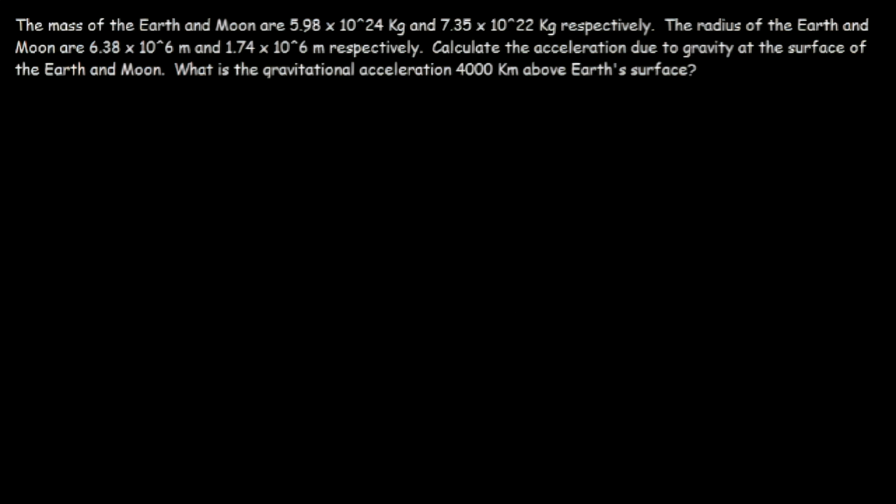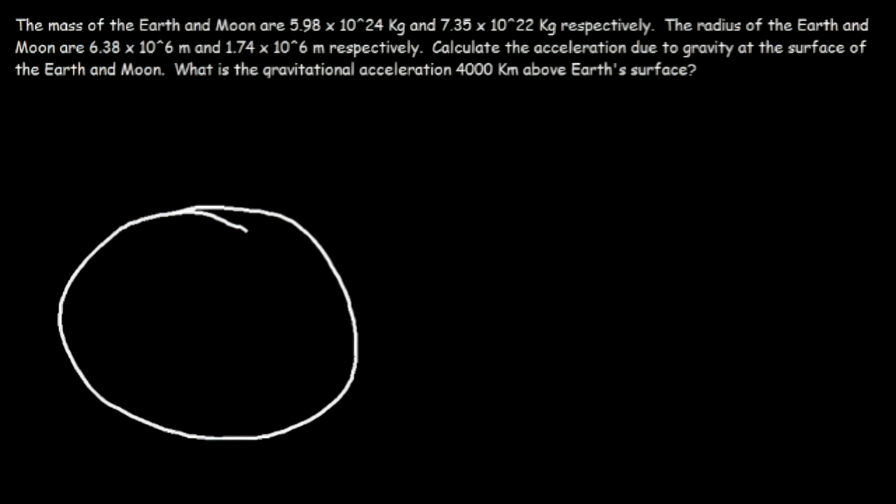Now what about the gravitational acceleration 4,000 kilometers above Earth's surface? Feel free to pause the video and work on that example. So let's say this is the Earth. We know the radius of the Earth. The radius of the Earth is 6.38 times 10 to the 6 meters.